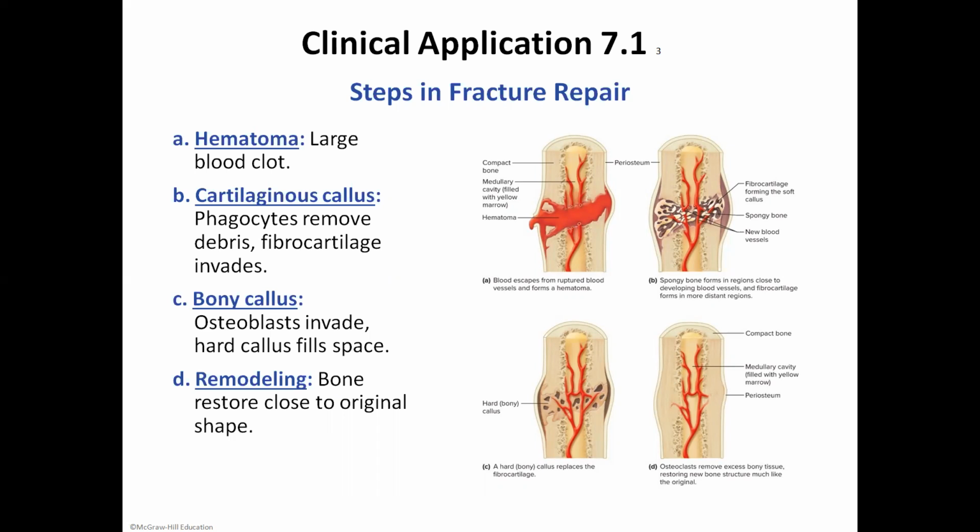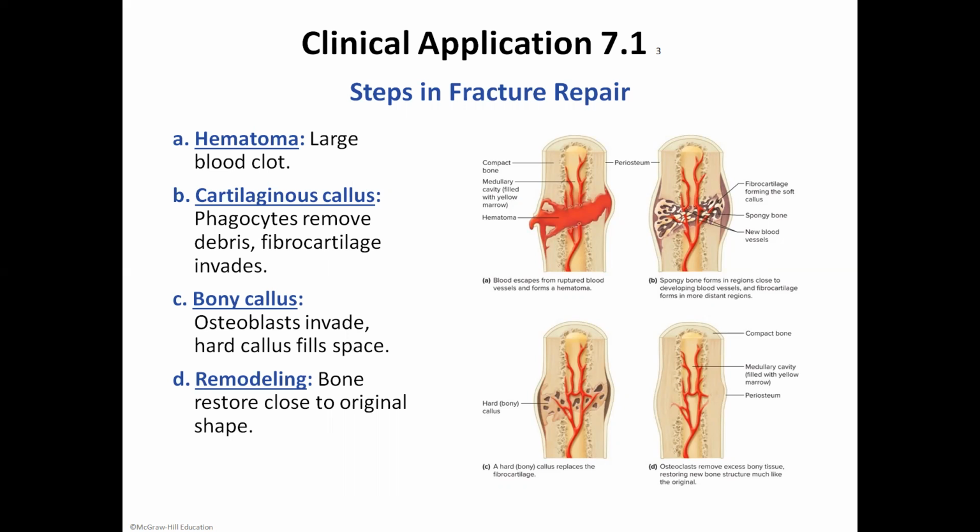Then what's going to happen is you're going to produce what's called a cartilaginous callus. Basically, once the blood has been removed, you also have different cells called phagocytes that are coming in to start removing that debris.